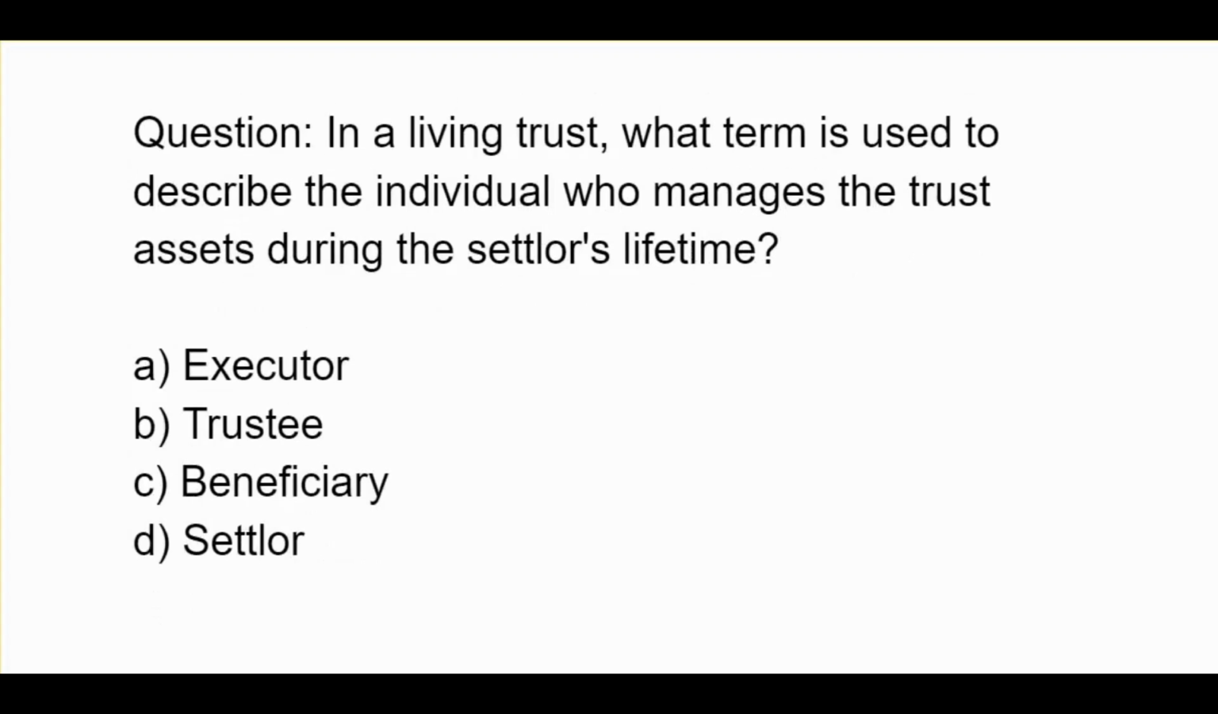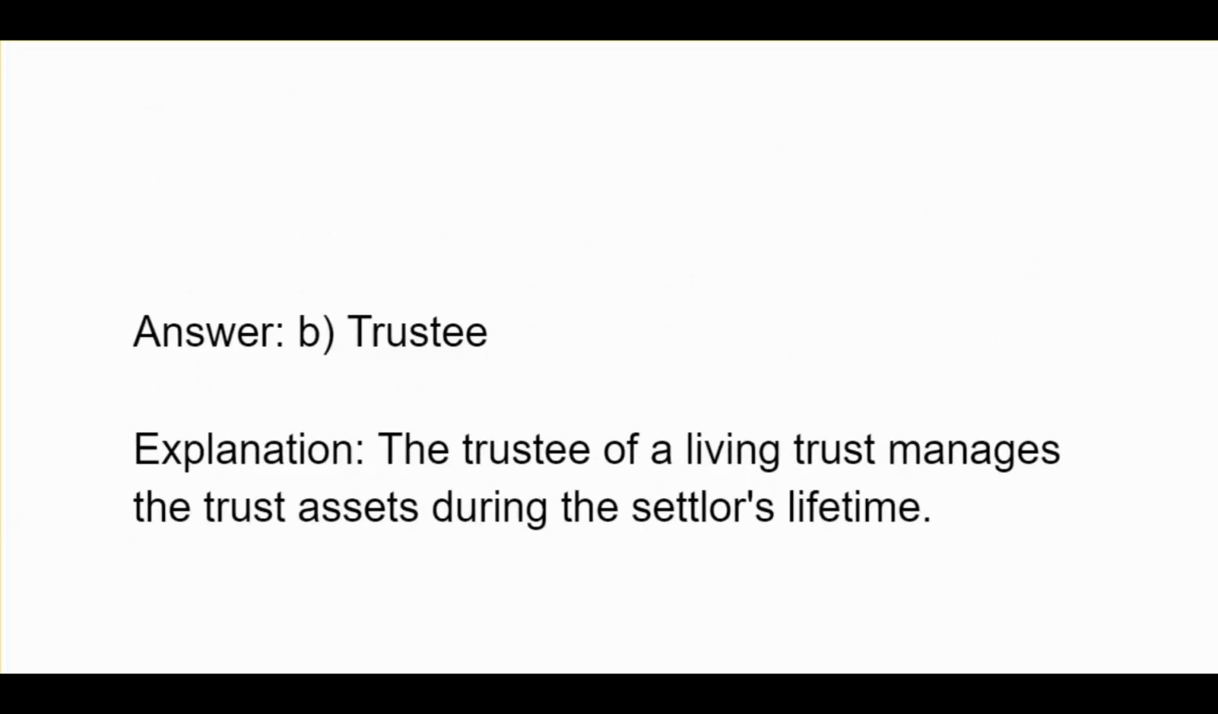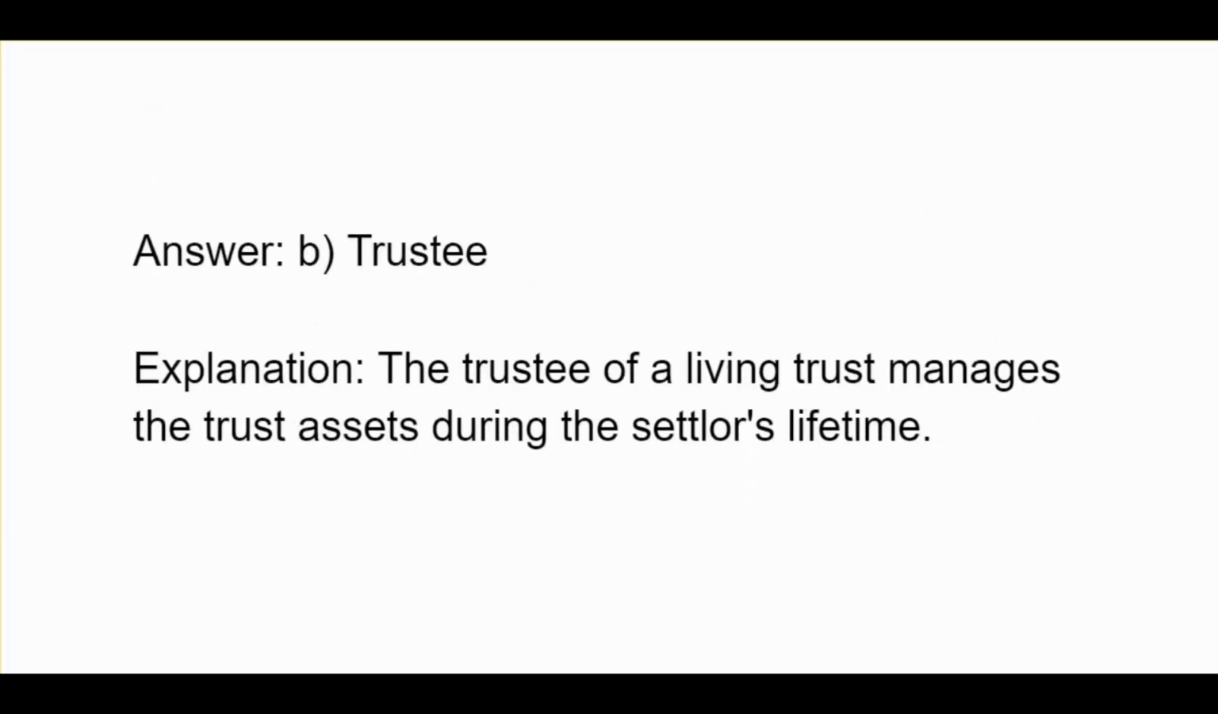In a living trust, what term is used to describe the individual who manages the trust assets during the settlor's lifetime? A. Executor. B. Trustee. C. Beneficiary. D. Settlor. B. Trustee. The trustee of a living trust manages the trust assets during the settlor's lifetime.